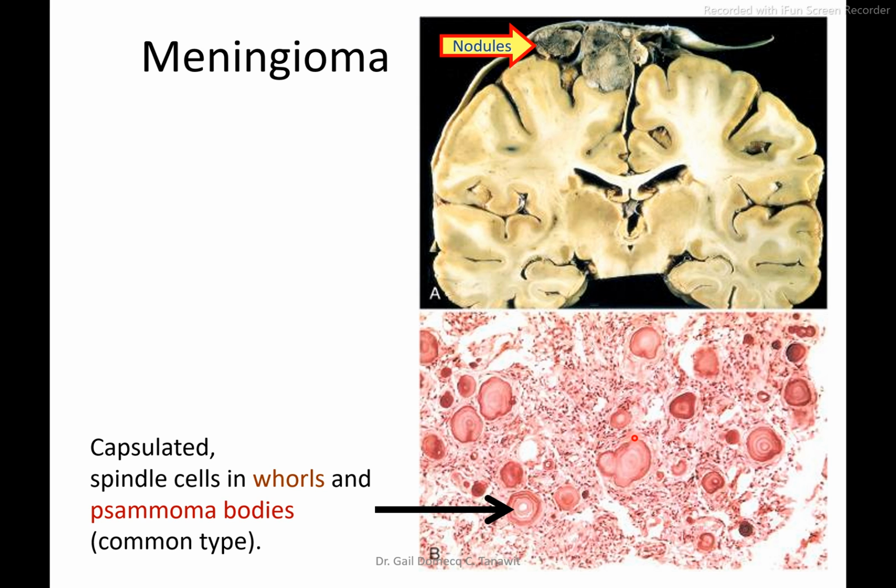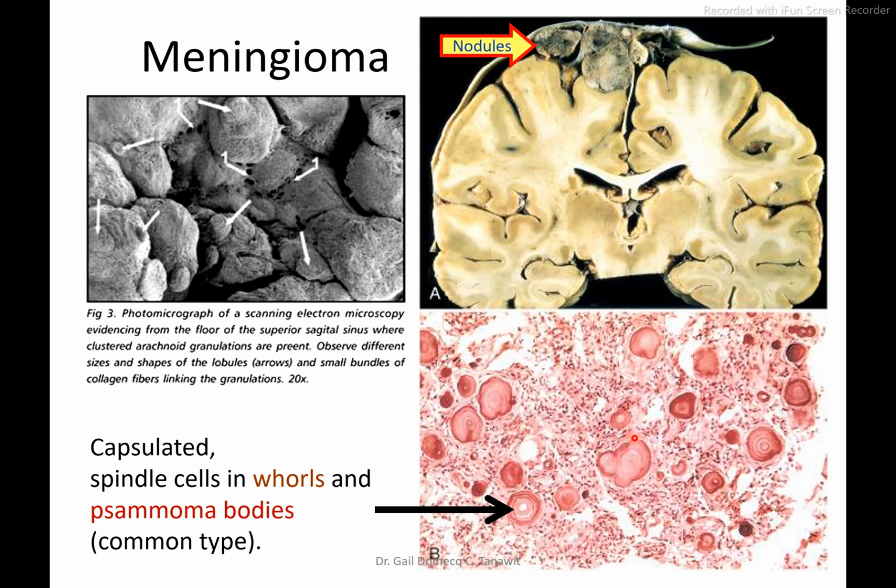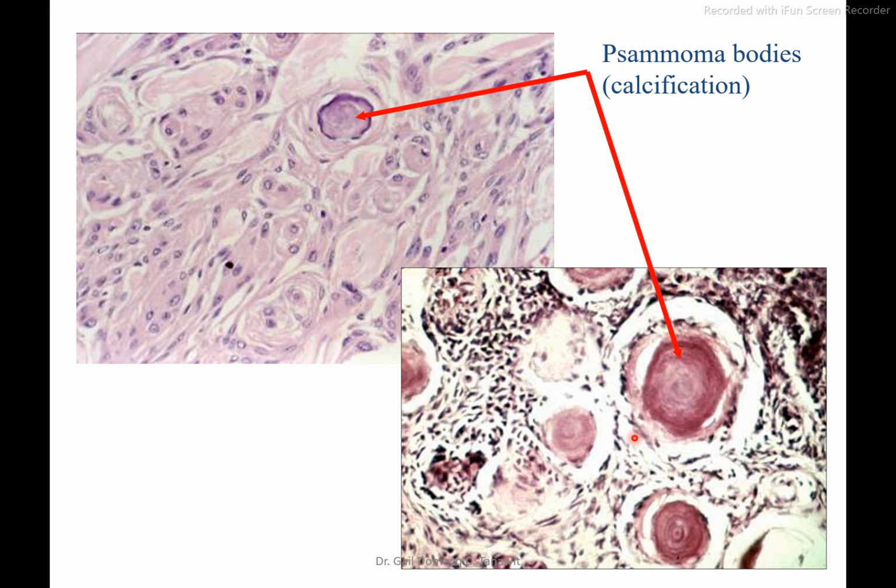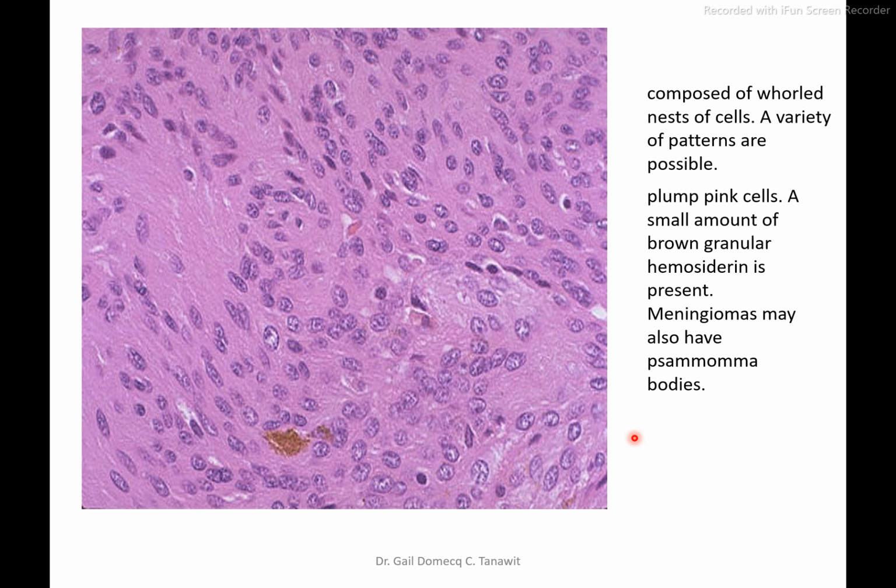So we can see here nodules. Okay, this is a photomicrograph of the lesion of your meningioma. Psammoma body on a closer view. We have our classification. It's composed of whorled nests of cells. A variety of patterns are possible. But usually it's composed of plump pink cells. A small amount of brown granular hemosiderin can be present here. And meningiomas may also have Psammoma bodies here, what you have seen earlier.